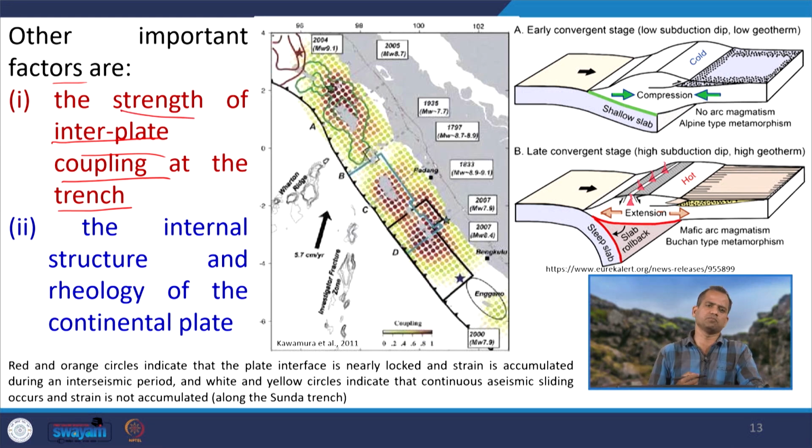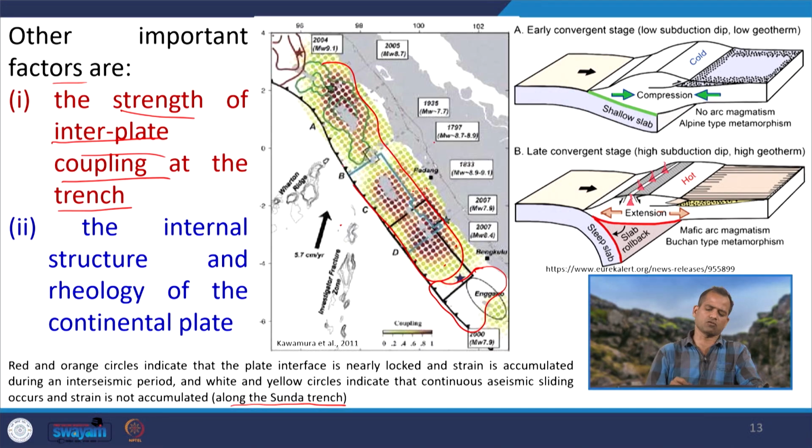So, not only coupling is important, the strength of coupling is important. For example, this example was cited from the Sunda trench. Here you see these orange colored dots, they indicate the degree of coupling or the strength of coupling between these two plates. However, the white regions show that the strength of the coupling is very low. Once the strength of coupling is very high, it will resist going down or uplifting. As a result, it will accumulate stress within that coupled zone.